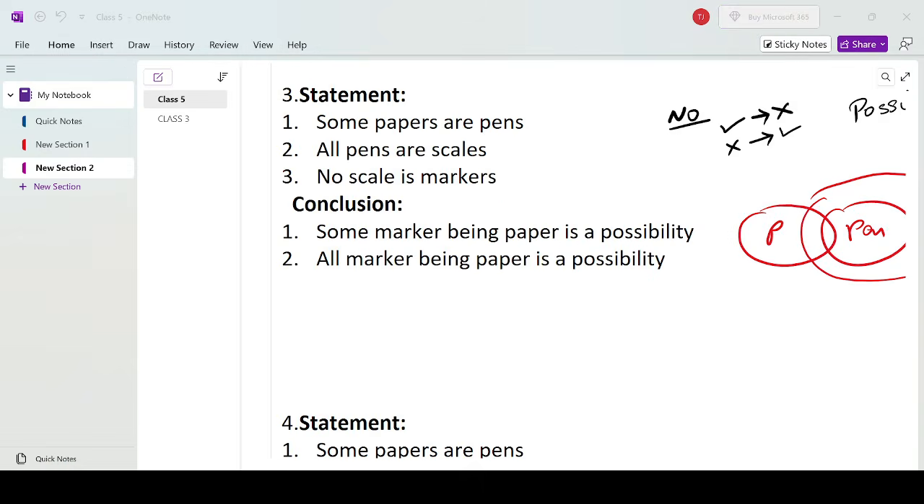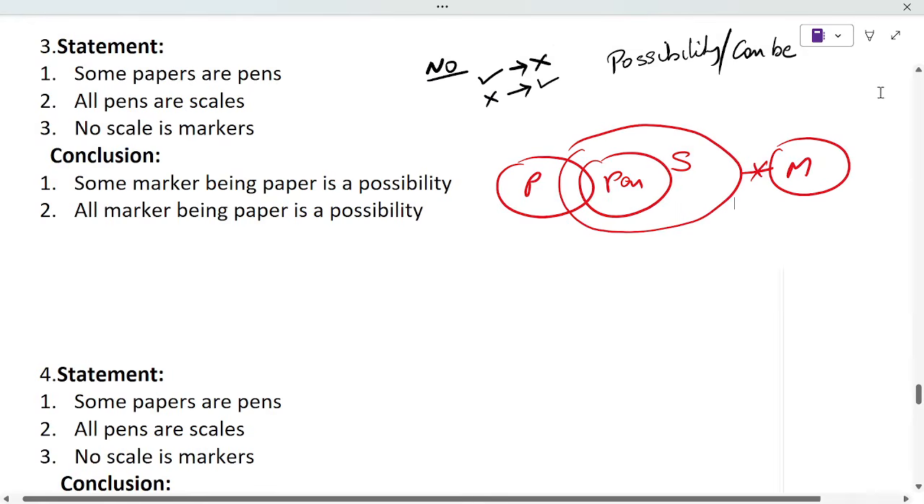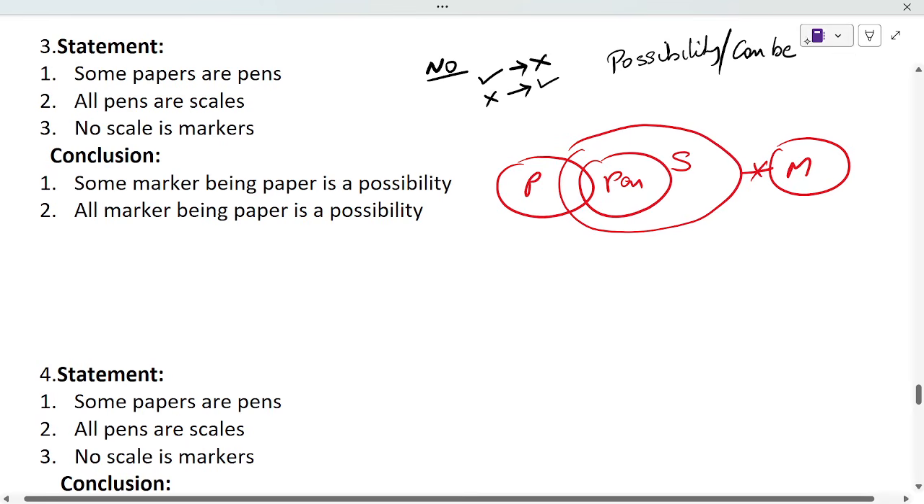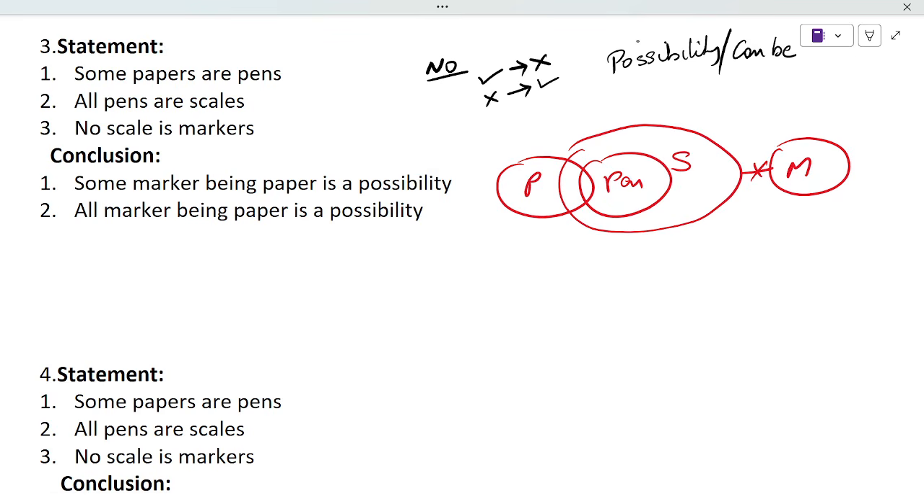Conclusion-wise, there are only two positive ones, some and all. In a possibility case, negative means we make an imaginary diagram. Some marker can be paper is the possibility. So we have to check whether all marker can be pen, and whether marker can be paper, without violating the statement.